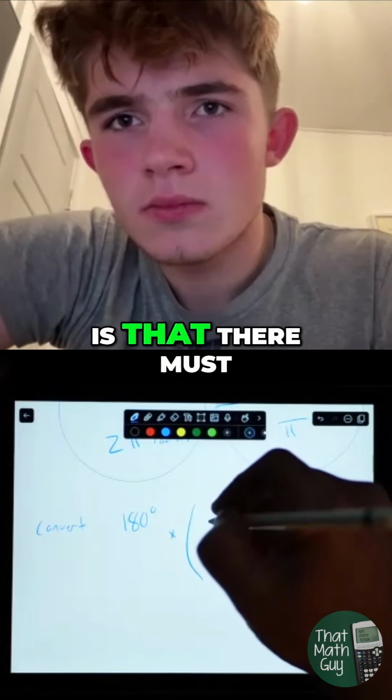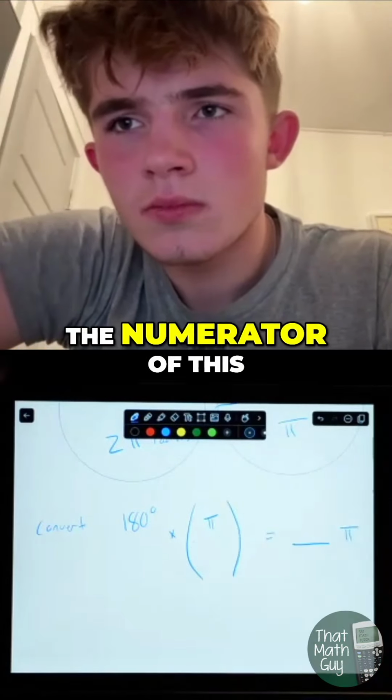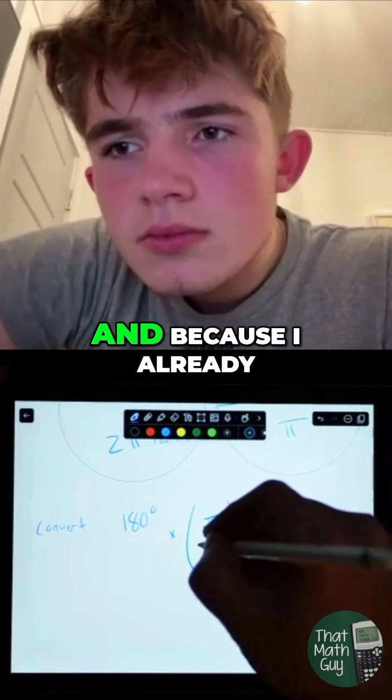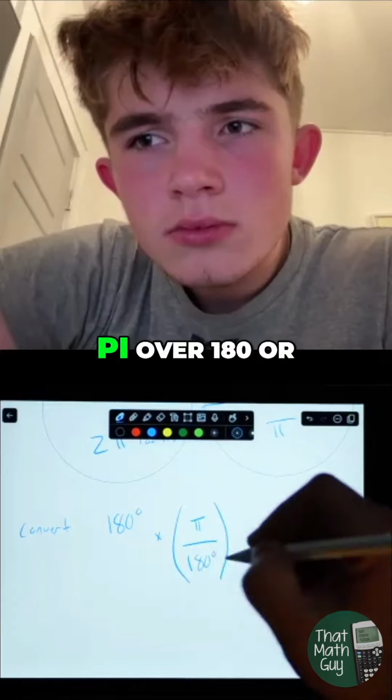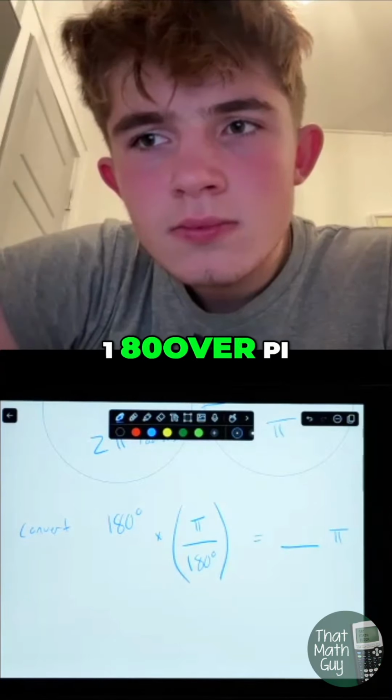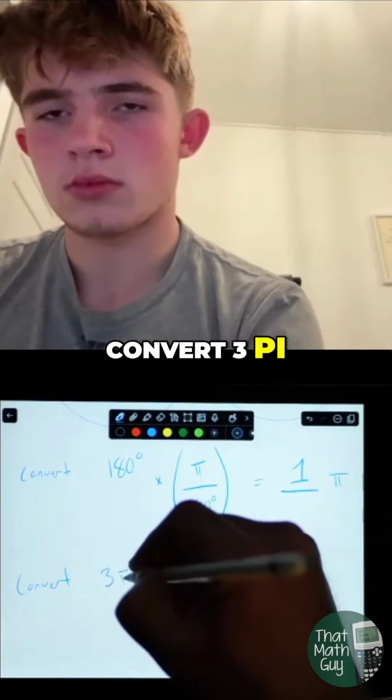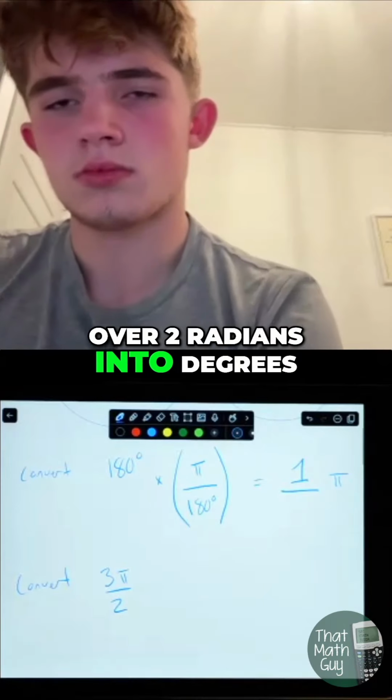So what that means, Henry, is that there must be a pi in the numerator of this conversion rate. And because I already know the answer to this question, the conversion rate is pi over 180 or 180 over pi. Let's convert 3 pi over 2 radians into degrees.